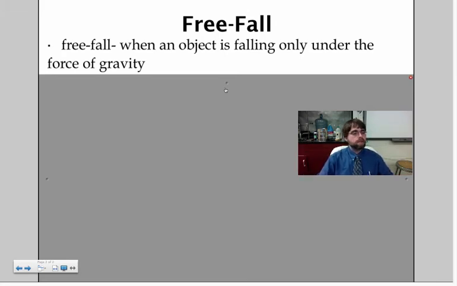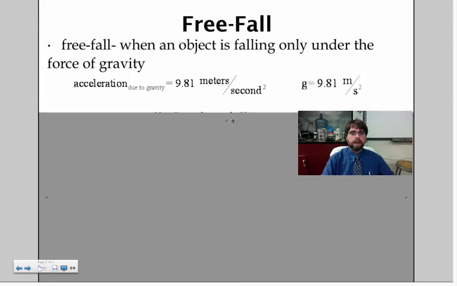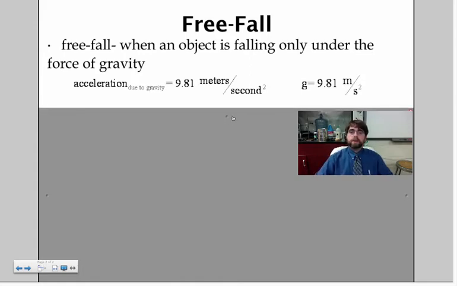We'll talk conceptually about what happens if air resistance is a real thing, but we won't ever do calculations with it. And as a side note, the acceleration due to gravity on Earth is constant. The acceleration due to gravity is 9.81 meters per second squared. We use little g for the acceleration due to gravity, equal to 9.81 meters per second squared.